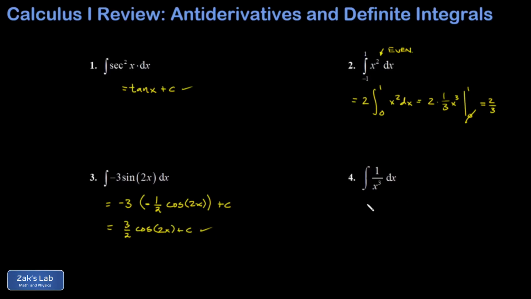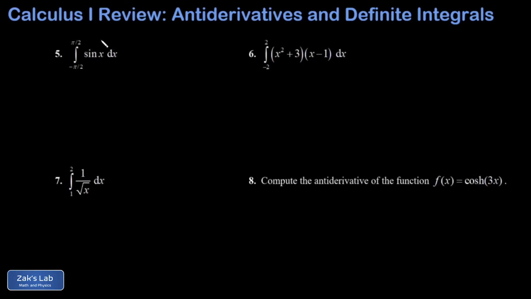In number 4, I have another indefinite integral. In this one, the standard approach is to rewrite it as a power function, x to the -3. I add 1 to the exponent, divide by the resulting number. That gives me x to the -2 divided by -2, or -1/2 x to the -2 plus c. And I clean it up as -1 over 2x squared plus c. And number 4 is done.